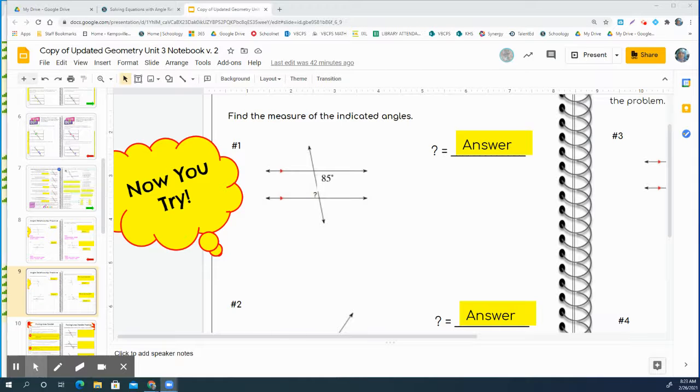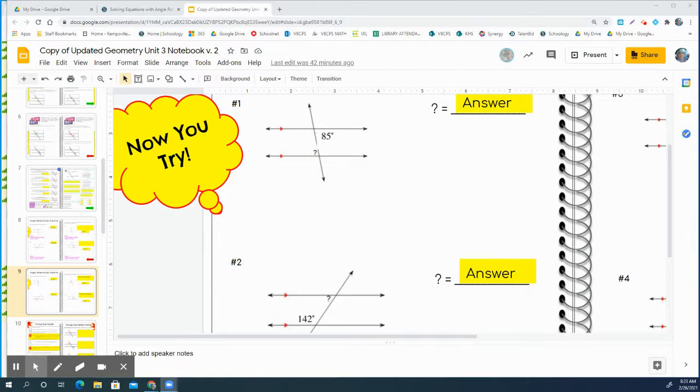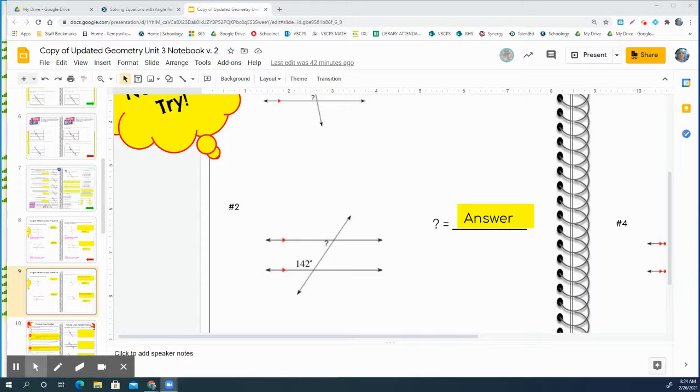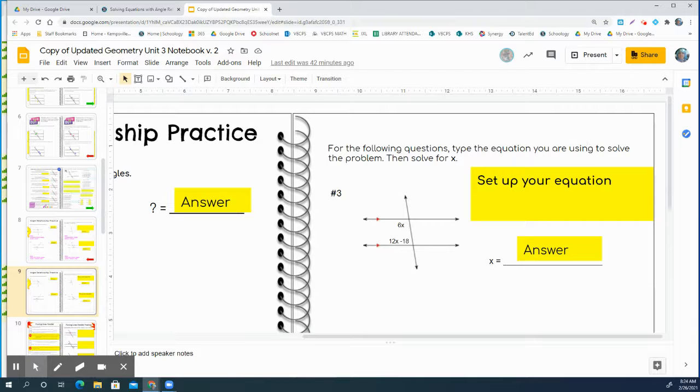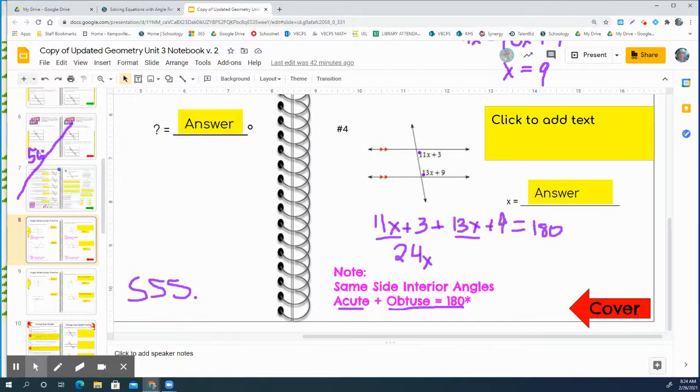This is making me crazy. Are they same side or are they alternate in number 2? I'm sorry. They're same side interior, 100%. What about question 3? What do we get for an answer? X equals 11, for sure. Any questions on that?